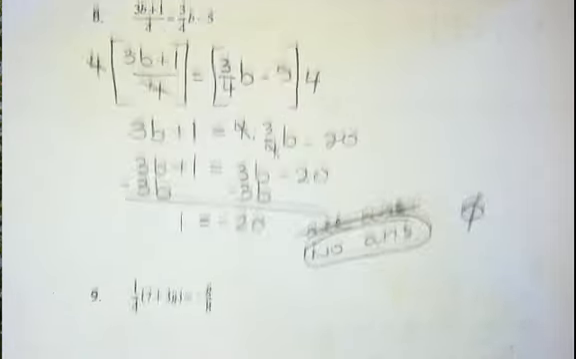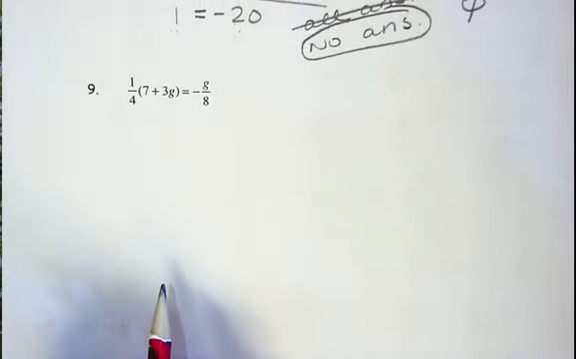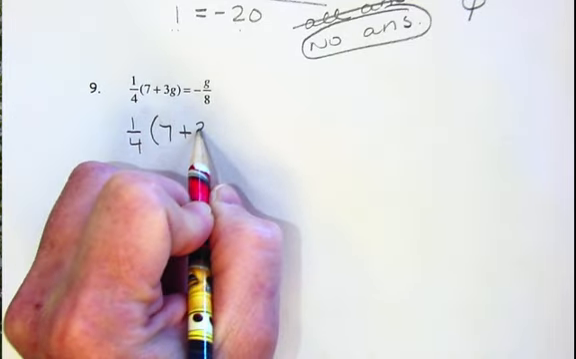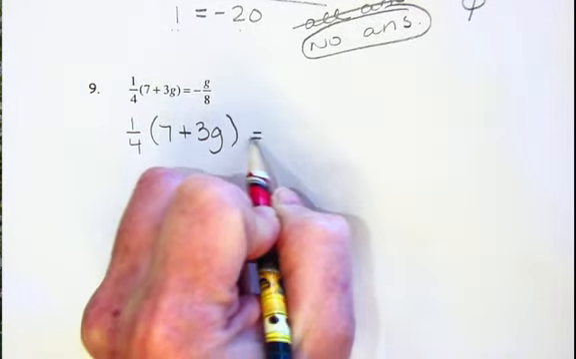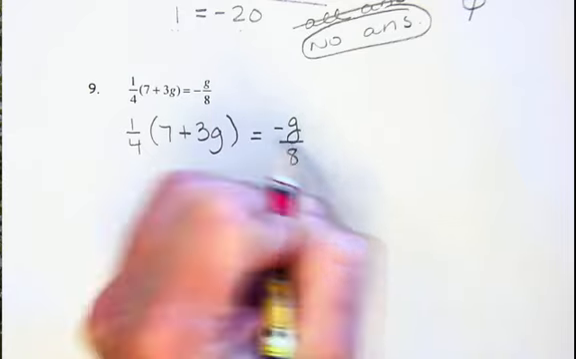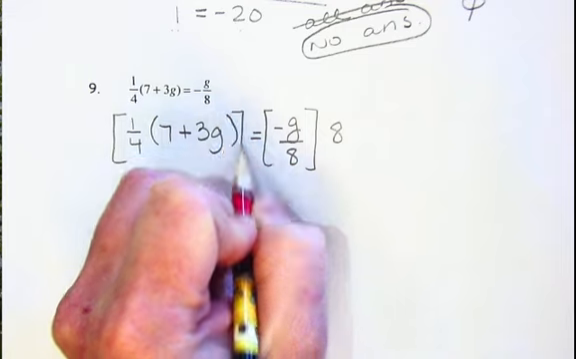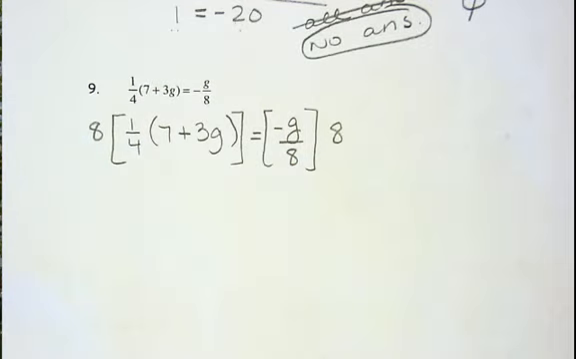Okay, for number 9. Starting off, I rewrite the problem. The common denominator is going to be 8. So I'm going to multiply both sides by 8. Now this is a little bit weird because I have that 1/4 outside. There are two ways to solve this. I'm going to show you both and you can decide which way you like it.